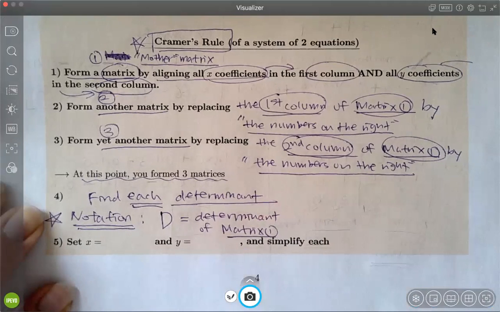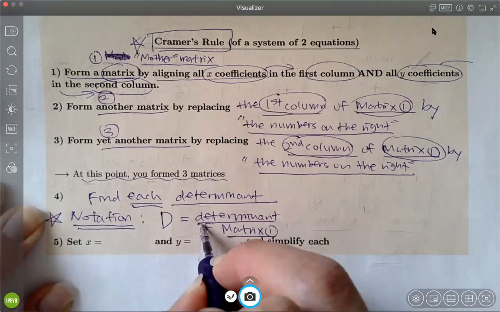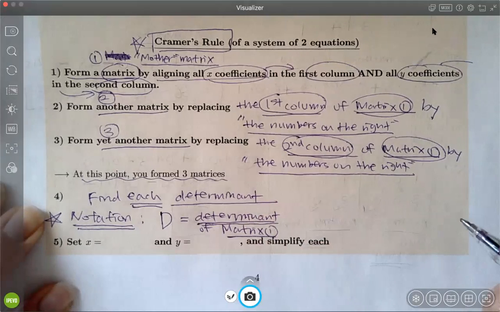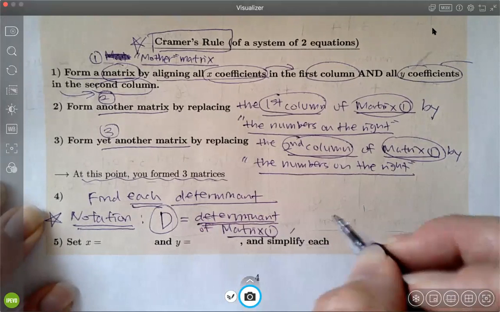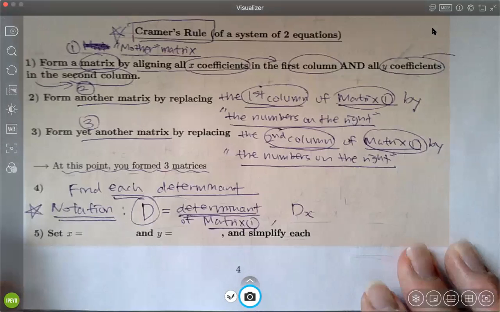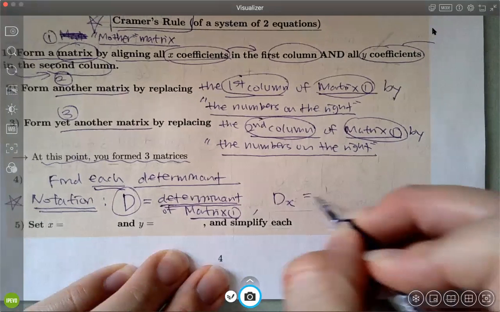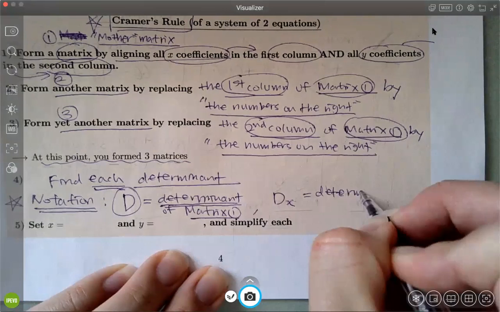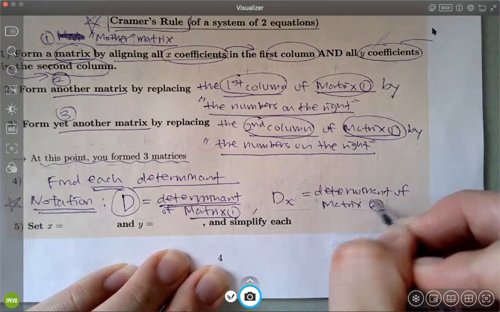Okay, and again, be careful, the D is the determinant of the matrix, not the matrix itself. So D is not the symbol for the matrix, it's the determinant of the mother matrix. And then the D sub X, the same letter D and then subscript X. This is the determinant of the second matrix, matrix number 2.